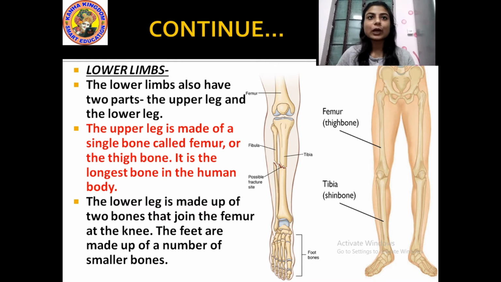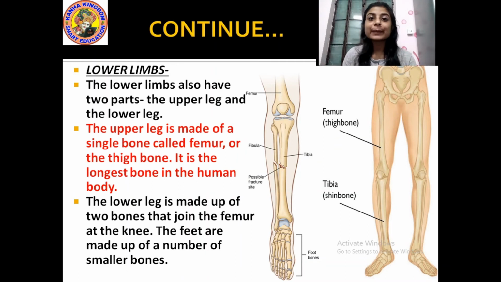And now students, what do you mean by lower limb? Lower limb means the legs. The bones of the legs are called the lower limb. Now see, the lower limb also has two parts, the upper leg and the lower leg. It has also got two parts as was present in the upper limb, the arm and the wrist portion. So in the lower limb there are also two parts, the upper leg and the lower leg.